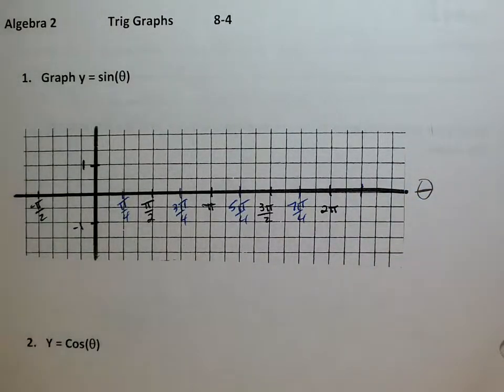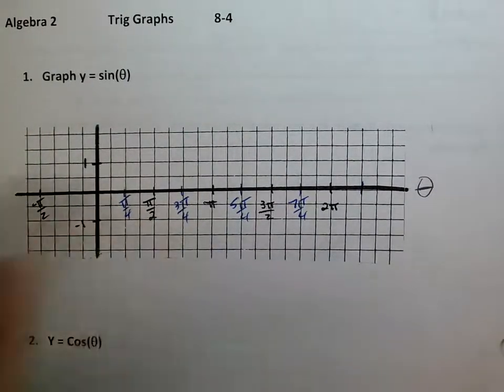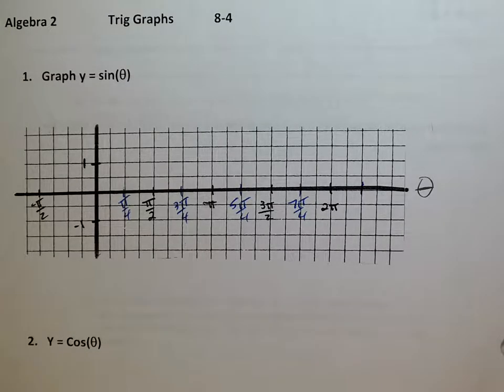I put in the pi fourths, so it goes 0, pi fourths, pi halves. Then I did 3 pi fourths, pi, then I went to 5 pi fourths, then the 3 pi halves, then the 7 pi fourths. So I just added in the fourths. So these are all the important angles going around the circle. Does that make sense? So let's get the values.